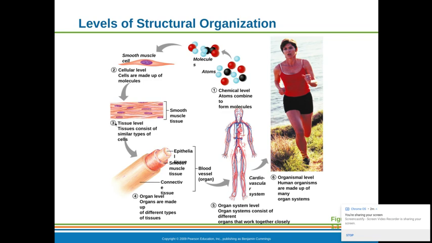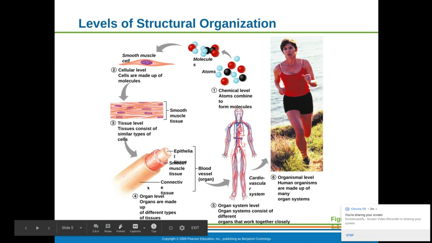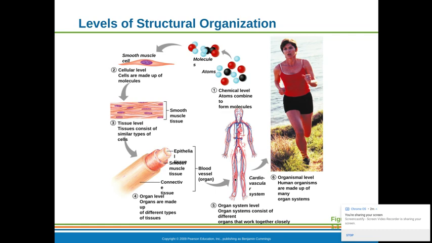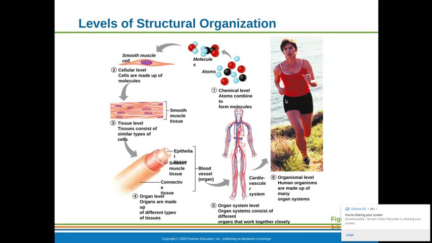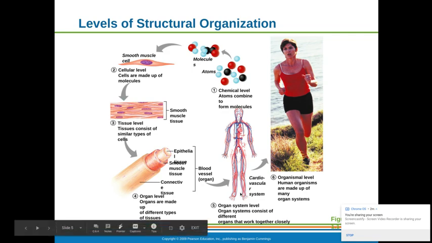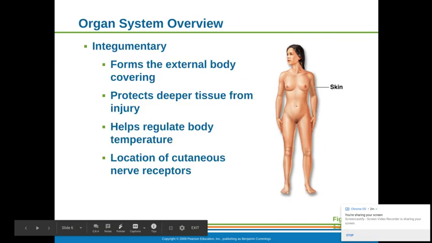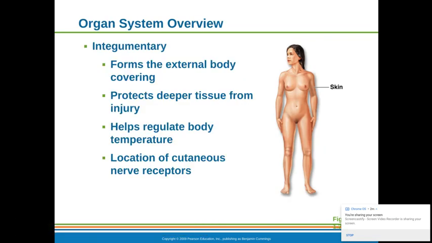When we take several tissues and put them together and they all perform the same function, we get to the organ level. When we take several organs and put them all together, we form an organ system. And then when we take several organ systems and put them together, we have the organismal level. So we go from the atomic or the chemical level into the cellular, tissue, organ, organ system, organism. So we're going to go through a brief overview of the organ systems of the body.